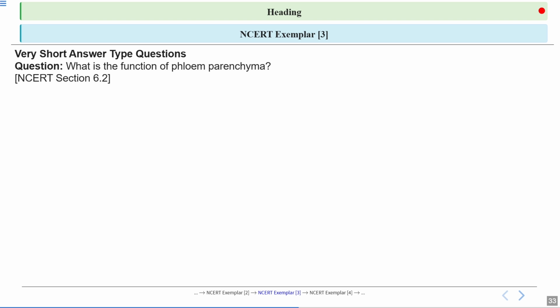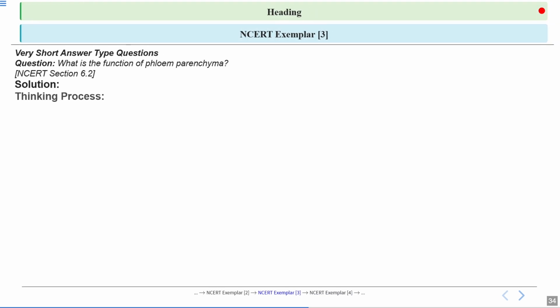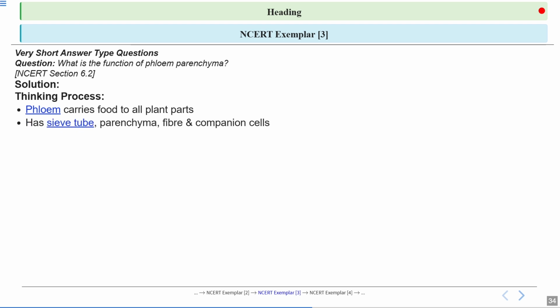Now, next question. What is the function of phloem parenchyma? This question is coming from the NCERT section 6.2. Parenchyma function. Thinking process. Phloem carries food to all plant parts and has sieve tubes, parenchyma, fibers, and companion cells. Let us go to the answer.